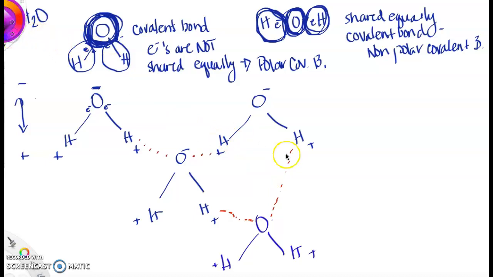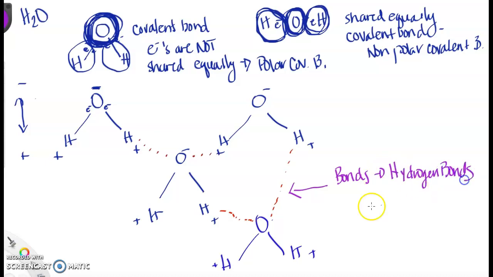These attractions are called bonds, but they're not true bonds. They're called hydrogen bonds. And we're going to see these a lot, and that's what holds these water molecules together, these sticky hydrogen bonds. Hydrogen bonds between water molecules create surface tension.